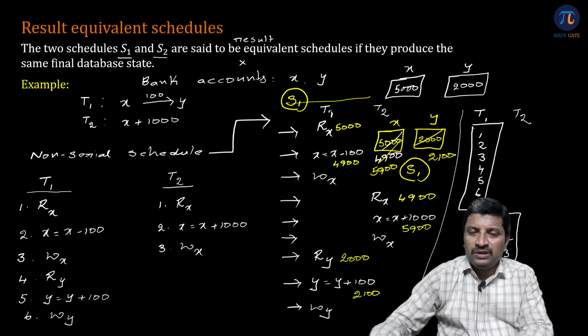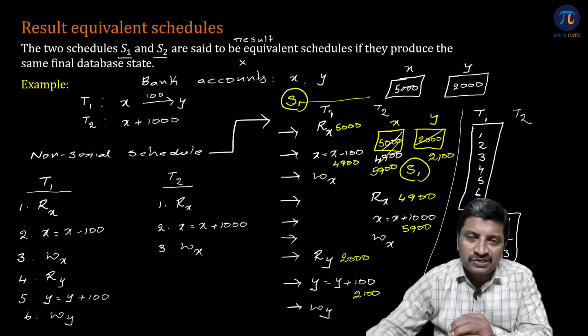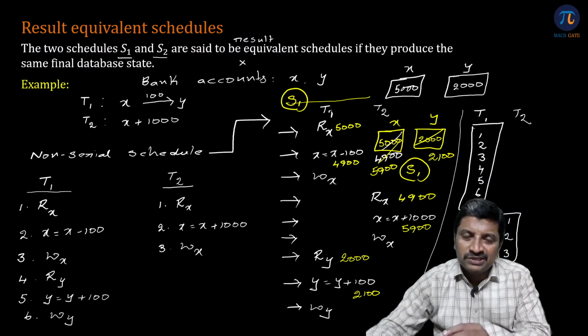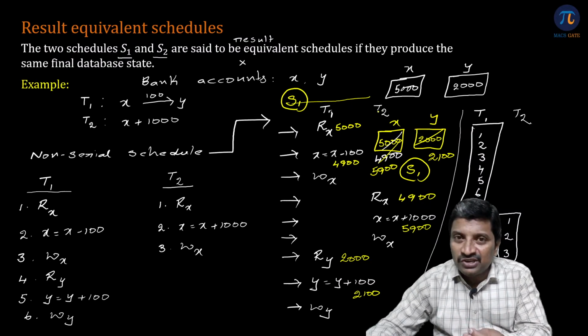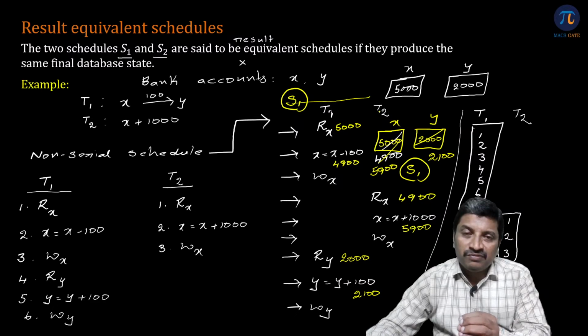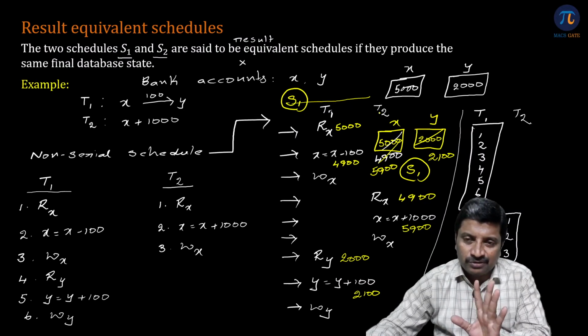So initially, or before this schedule, what is the state of the database? The state of the database is X is having 5000, Y is having 2000. After this schedule, what is the state of these two variables, sir? The value of X is 5900 and the value of Y is 2100. That is the meaning of the database state.